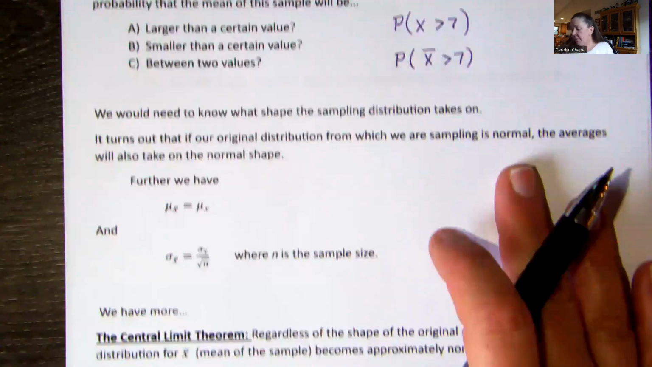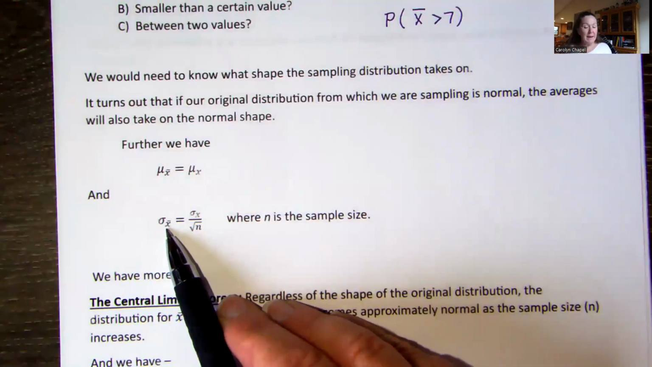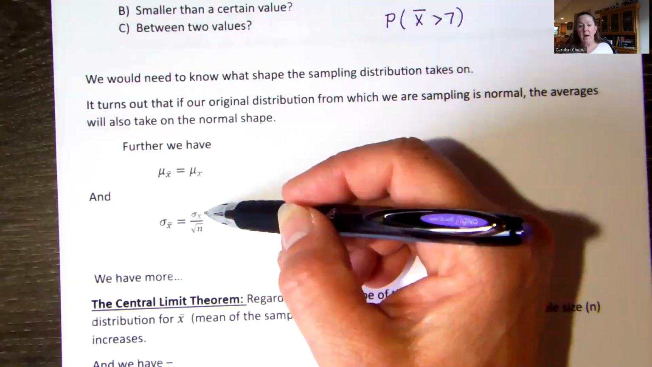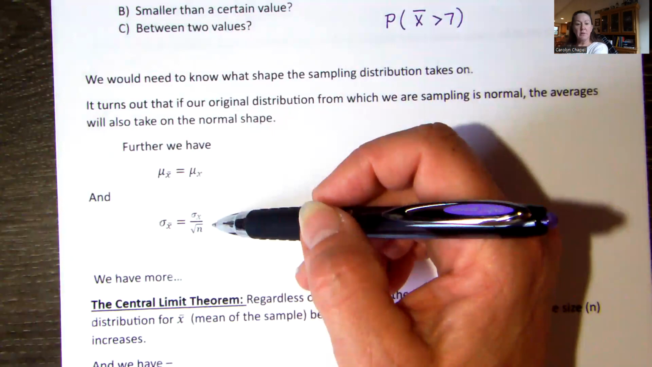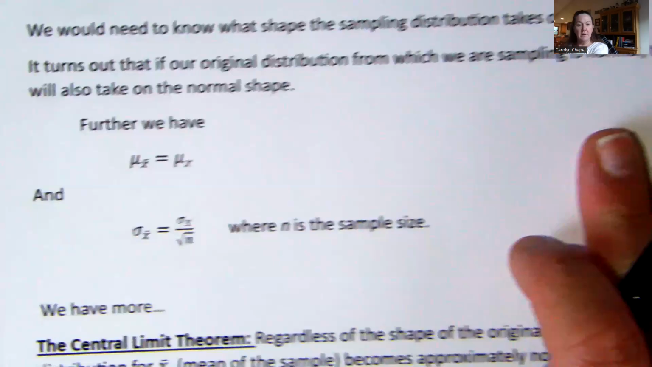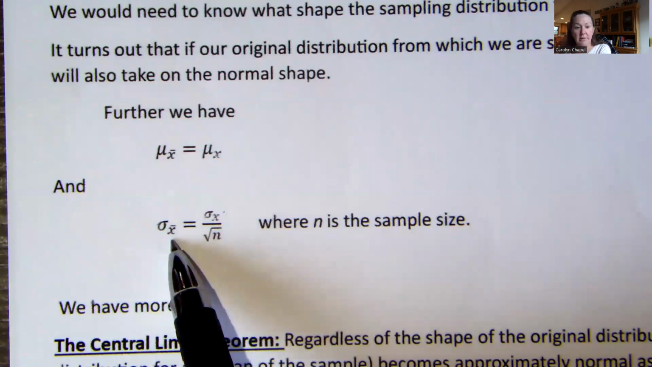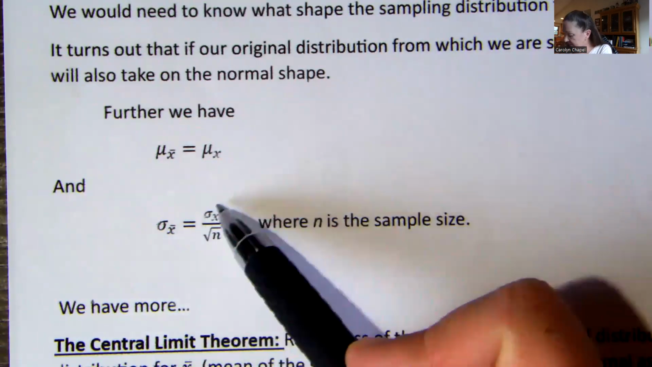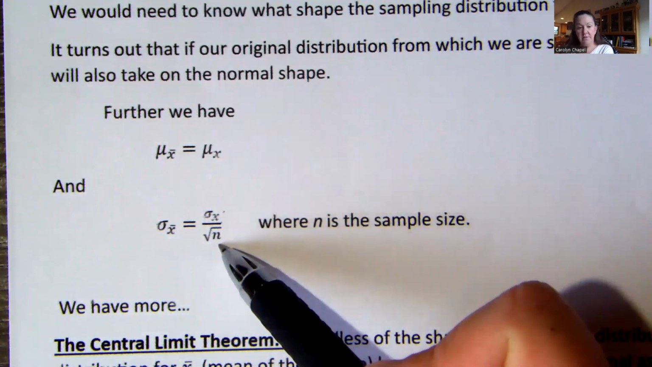Okay. It also turns out that our standard deviation is based on the standard deviation before, but it's going to get smaller. So I'm going to zoom in a little bit here so we can see my notation. So this is the standard deviation of our X bars, and it's equal to the standard deviation of the original data divided by the square root of n.